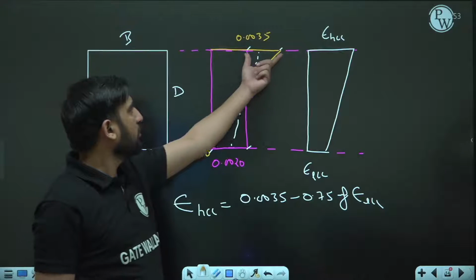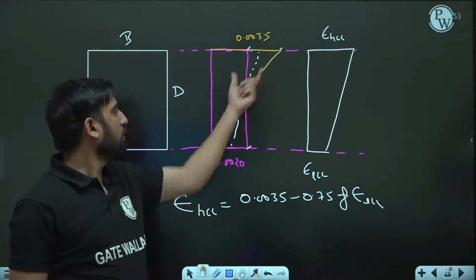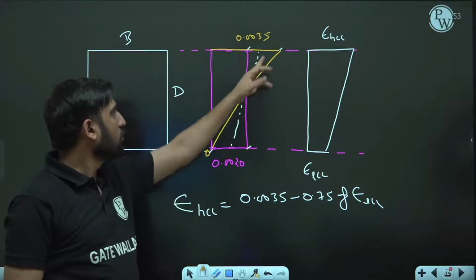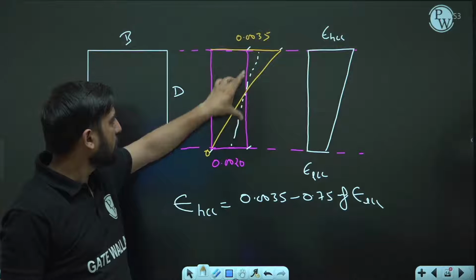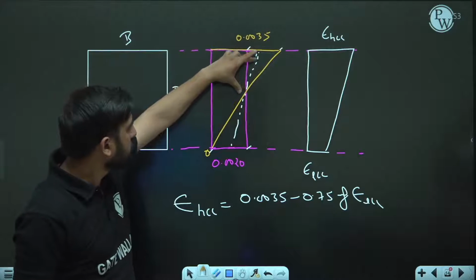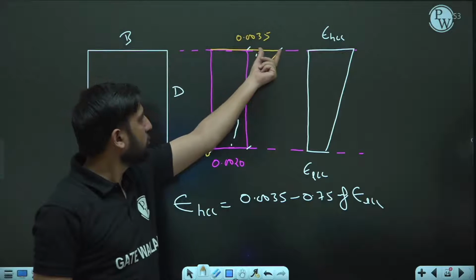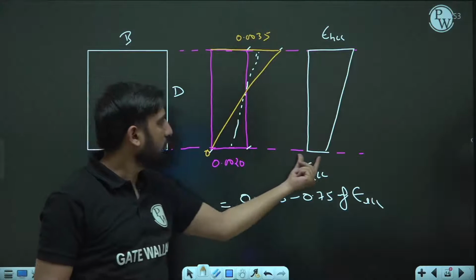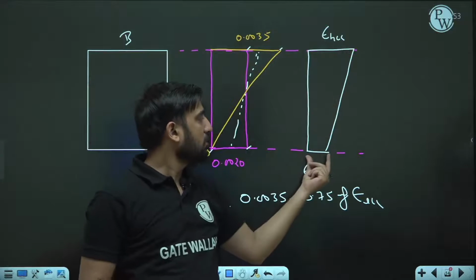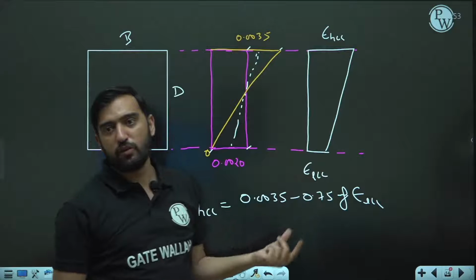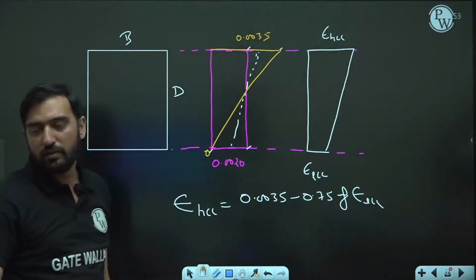You can see this is 0.0015, this is 0.0020, so it is in the ratio of 3/4. So this increment is 3/4 of the strain of the least compressed fiber, isn't it?